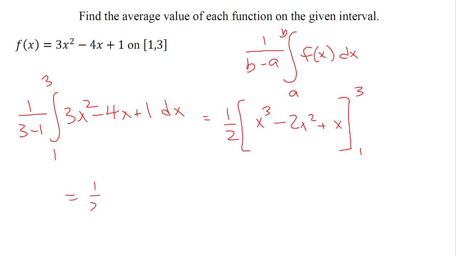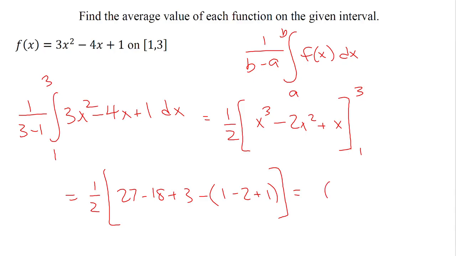So we end up with 1/2 times, well, 3 cubed is 27, minus 2 times 9 is 18, plus 3, and then minus 1 minus 2 plus 1. If we go through and do all of the arithmetic, the 1 minus the 2 plus the 1 is actually 0. So it's just half of 27 minus 18 plus 3. 27 minus 18 plus 3 is 12. So half of that is 6.